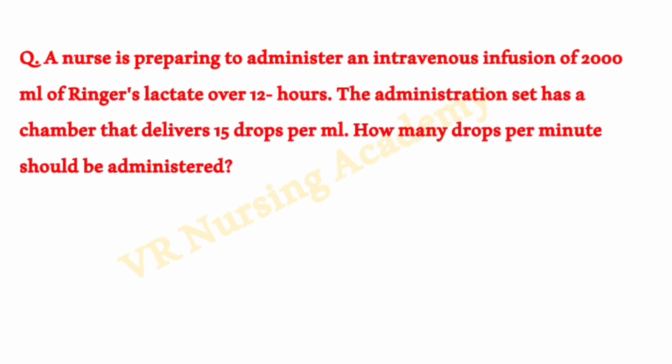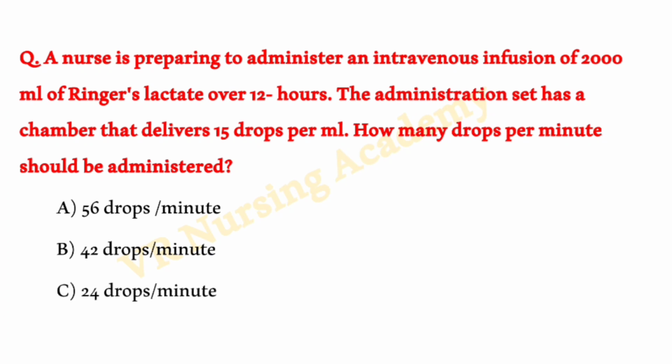Next question. A nurse is preparing to administer an intravenous infusion of 2000 milliliters of Ringer's lactate over 12 hours. The administration set has a chamber that delivers 15 drops per milliliter. How many drops per minute should be administered? Option A. 56 drops per minute. B. 42 drops per minute. C. 24 drops per minute. D. 14 drops per minute. Which correct answer is? Option B. 42 drops per minute.